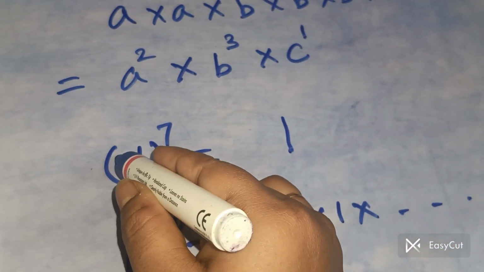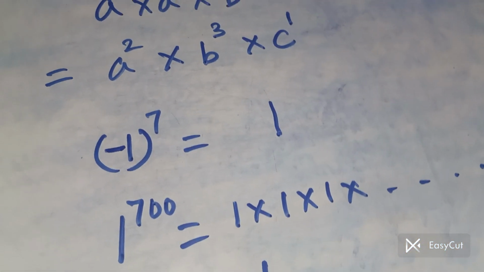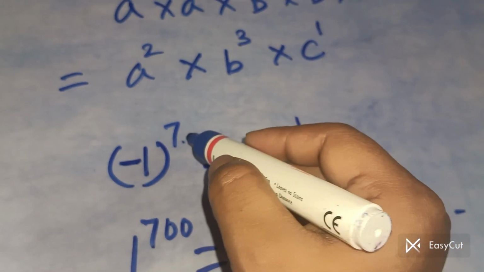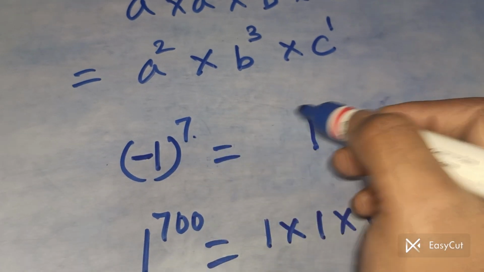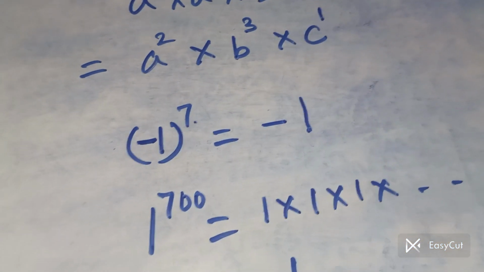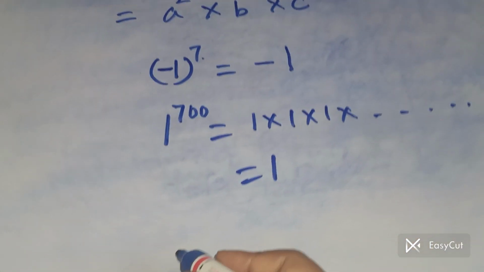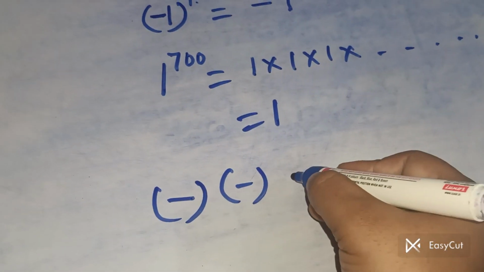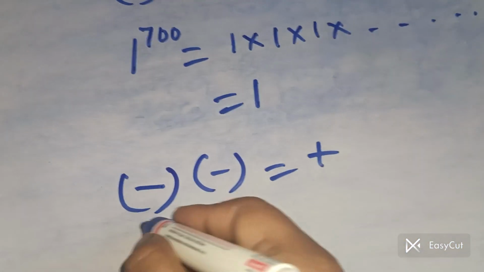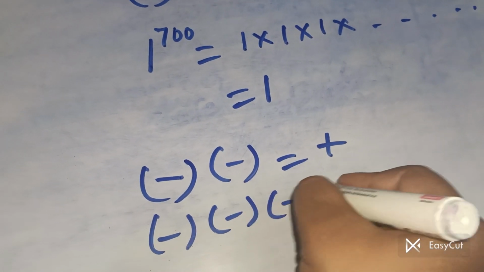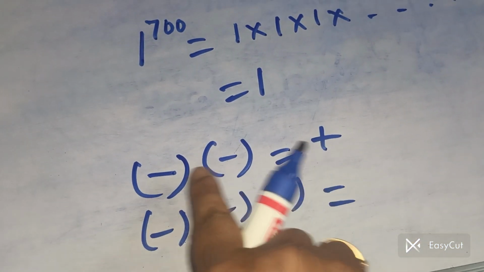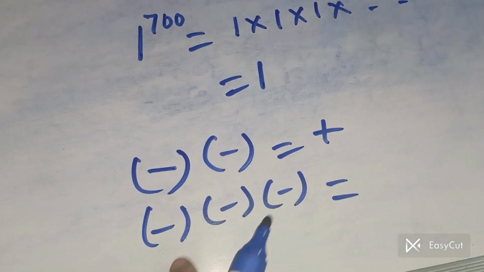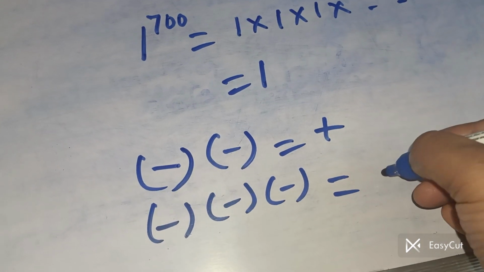But here the negative sign is there. So when we multiply 7 times, this is an odd number. Odd number of times if you are multiplying, then the negative sign comes. How? Minus into minus, we already know, minus into minus is plus. And again minus, minus and minus. When we multiply the negative sign an even number of times, we get a positive sign. If an odd number of times, we get negative.